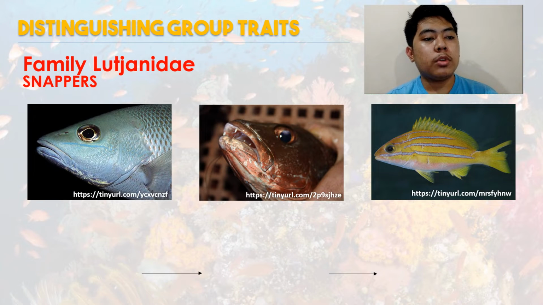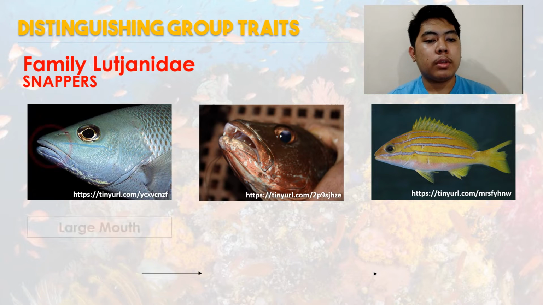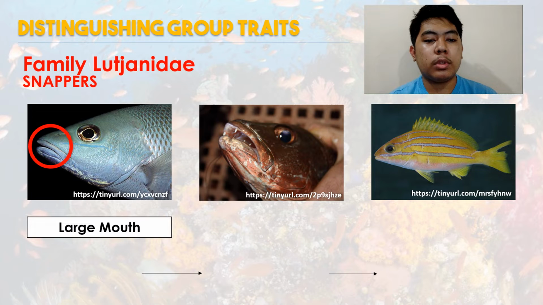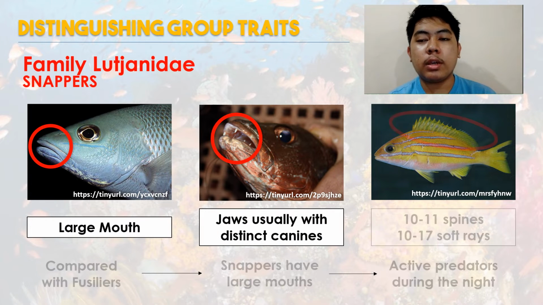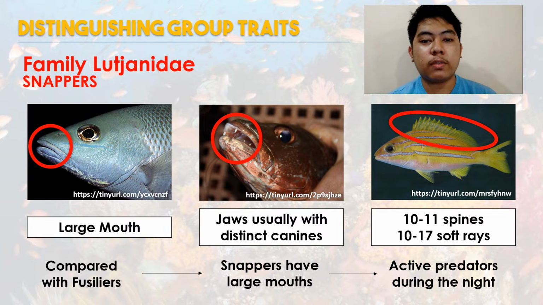The distinguishing group traits of family Lutjanidae are, first, they have a large mouth. Second, their jaws usually have distinct canines, and third, they have 10 to 11 spines and 10 to 17 soft rays in their dorsal fin. Compared with their close relative, the fusiliers of the Caesionidae, snappers have large mouths and are active predators during the night. Fusiliers are zooplankton-feeding fishes that school together and are not predatory.